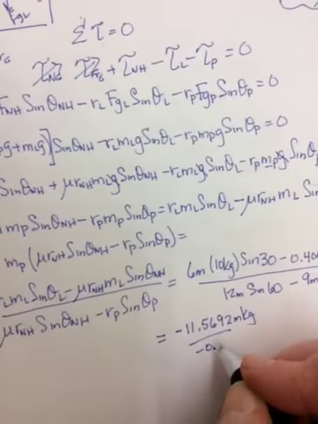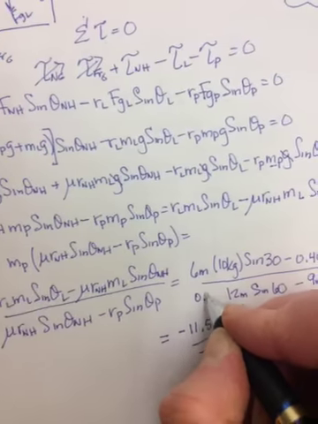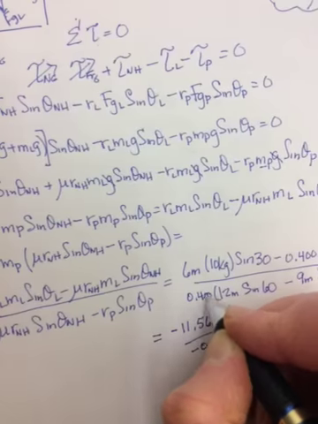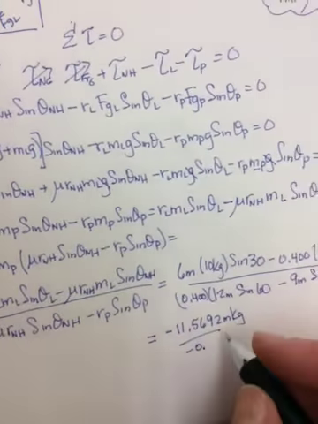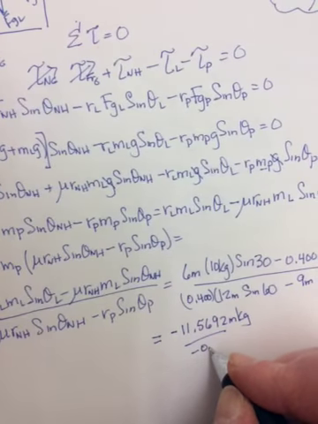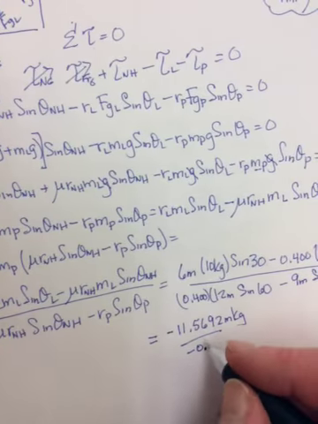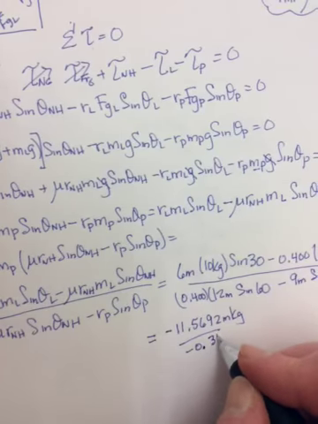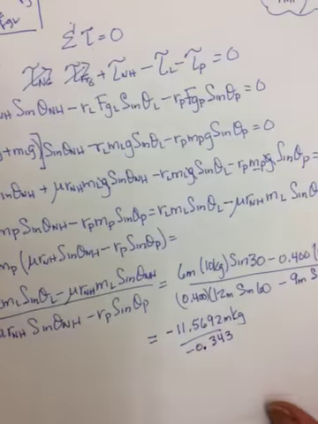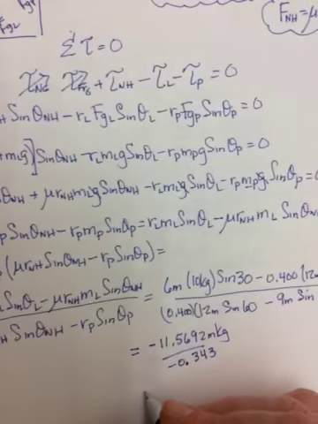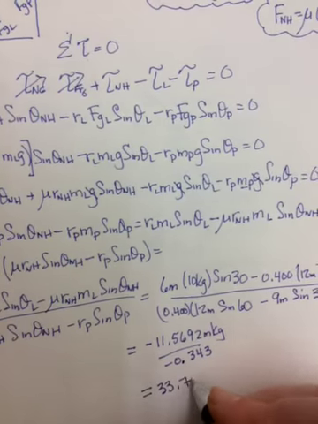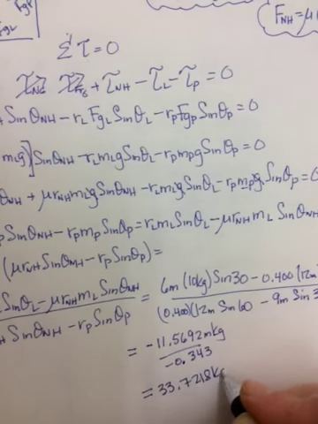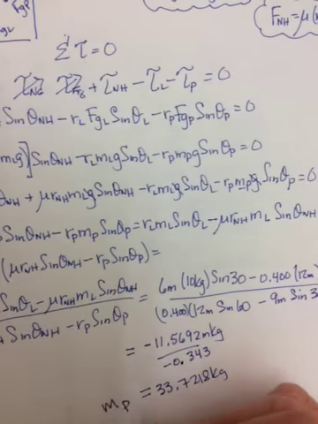Did I lose a mu? I did. 0.4 goes here. I only lost it in this row and this row because it was off the screen. So the bottom is 0.343, and it's also negative. Okay, and when you do this, you should end up with a mass of 33.7218 kilograms for the mass of the person.